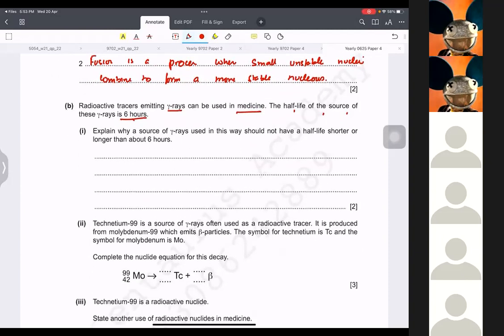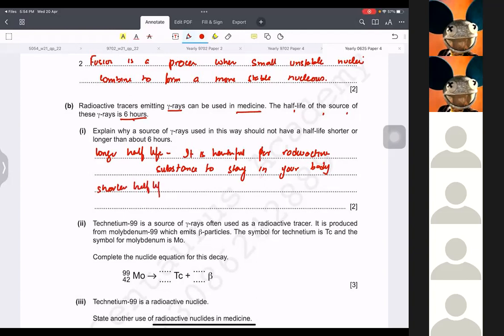So for a longer half-life, it is harmful for the radioactive substance to stay in your body, and for a shorter half-life, there is insufficient time to diagnose the problem.